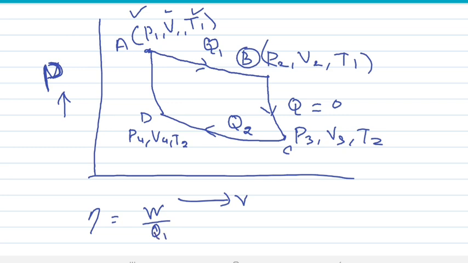So in every stage we have to find the work done, and we have to find the efficiency formula here. So now one by one. First of all, A to B. So from A to B, the gas undergoes isothermal expansion.